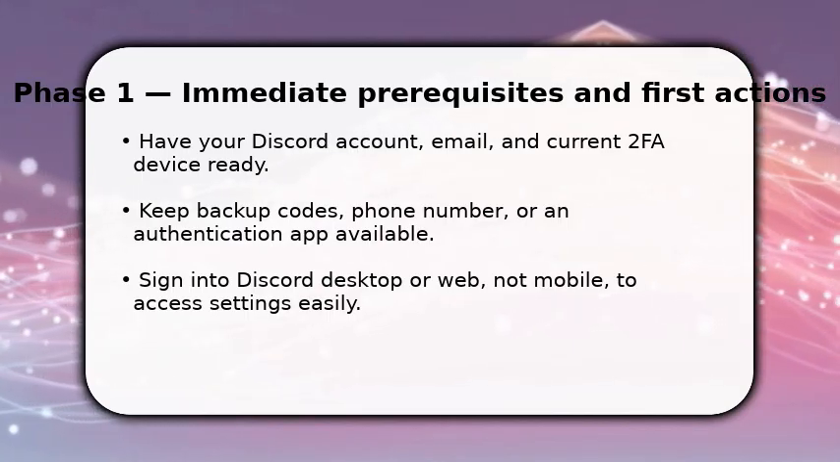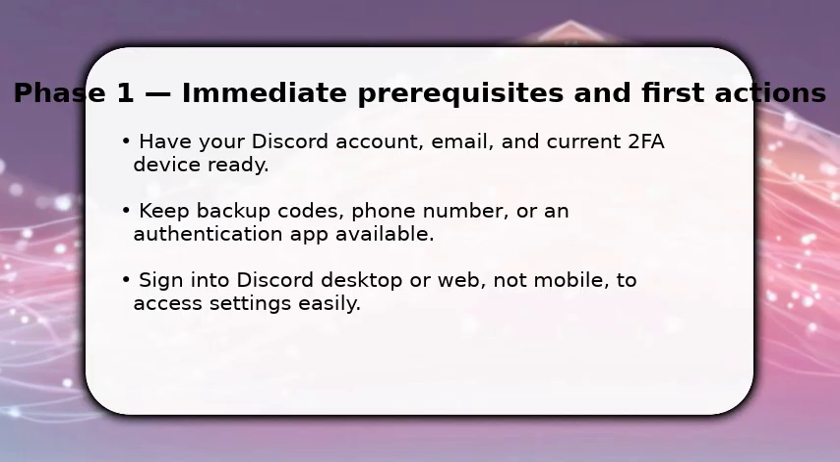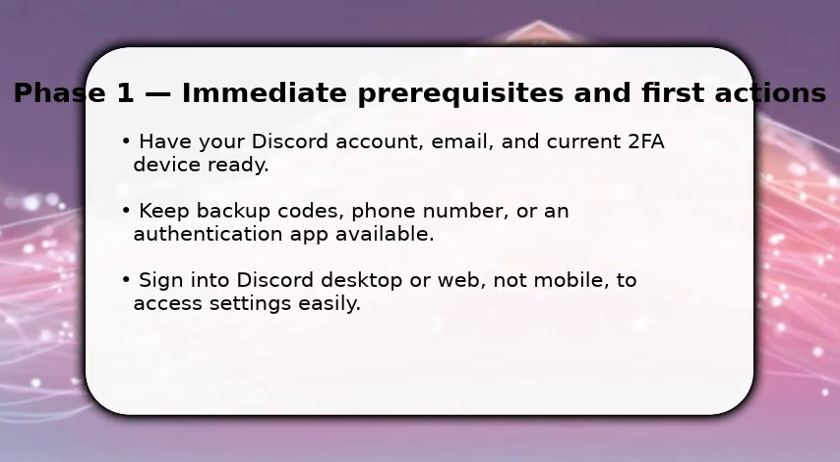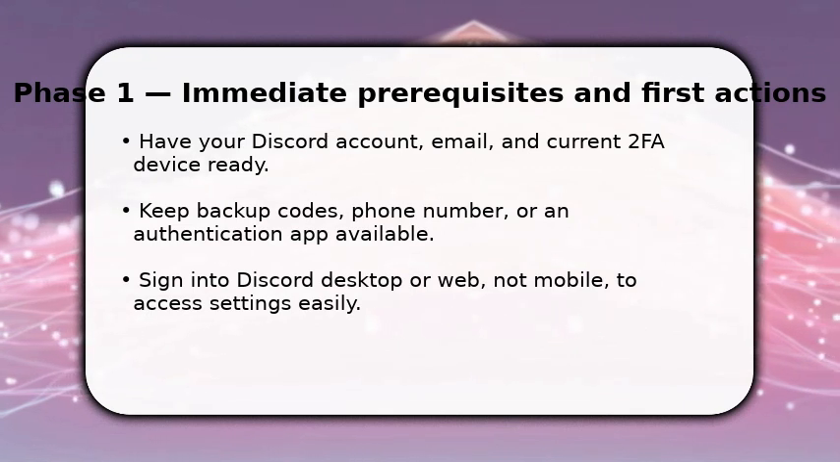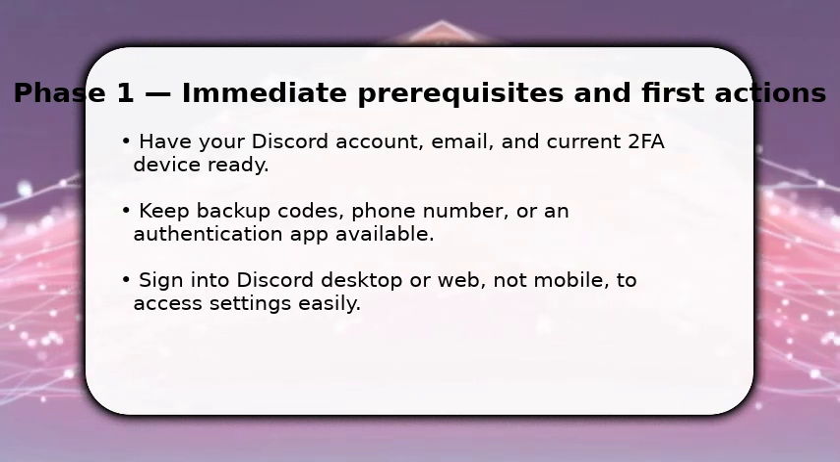Now, locate the two-factor authentication section and click Remove or Add Authenticator to begin. You're initiating a controlled, reversible change, so move deliberately and keep backups visible.